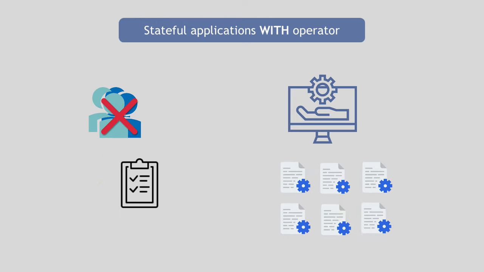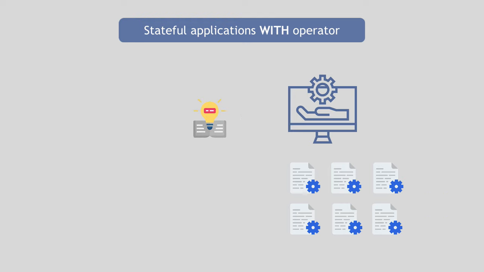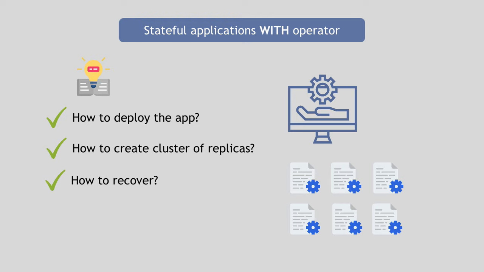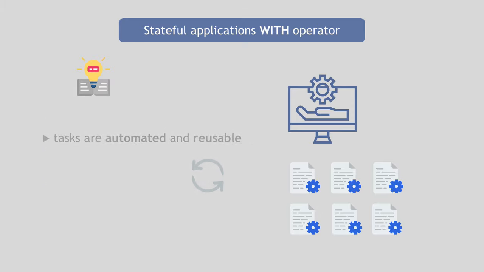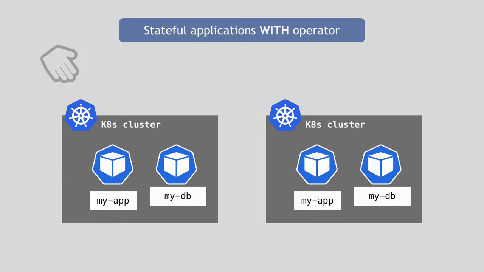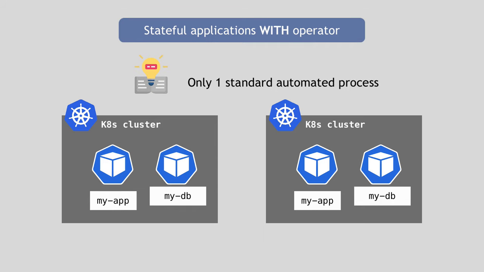packed into a program that has the knowledge and intelligence about how to deploy that specific application, like Postgres or Prometheus and so on, how to create a cluster of multiple replicas of that application, how to recover when one replica fails, etc. This means that tasks are automated and of course reusable. So if you have two Kubernetes clusters with the same setup, you don't have to manually configure and then maintain these applications on both environments, but rather you have one standard automated tool that does this on both environments.